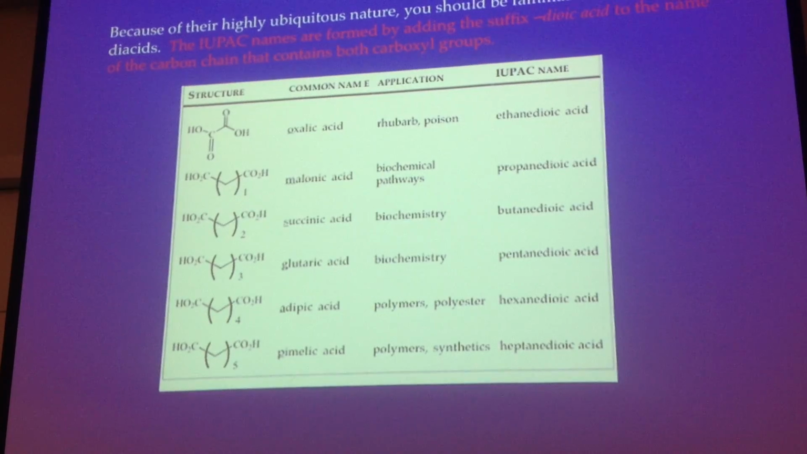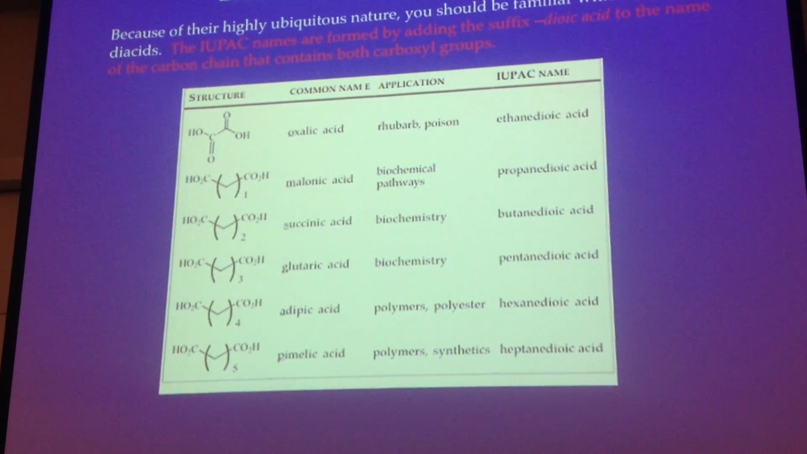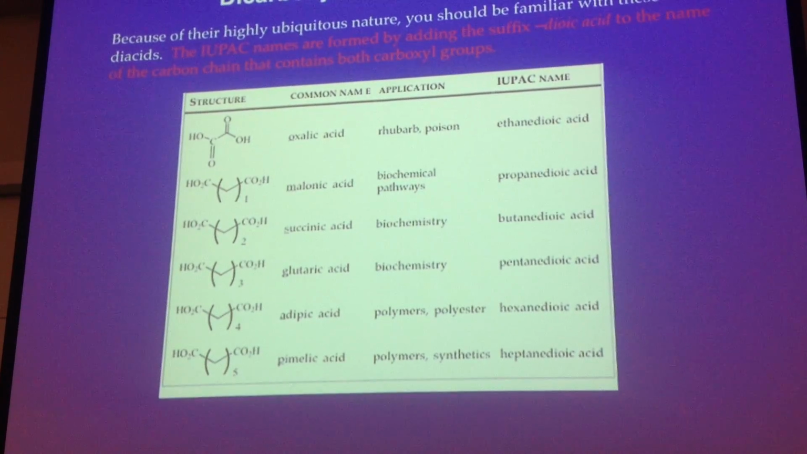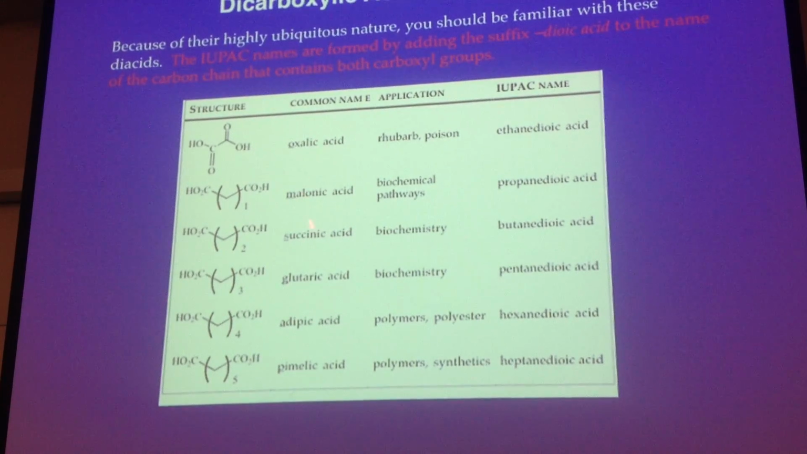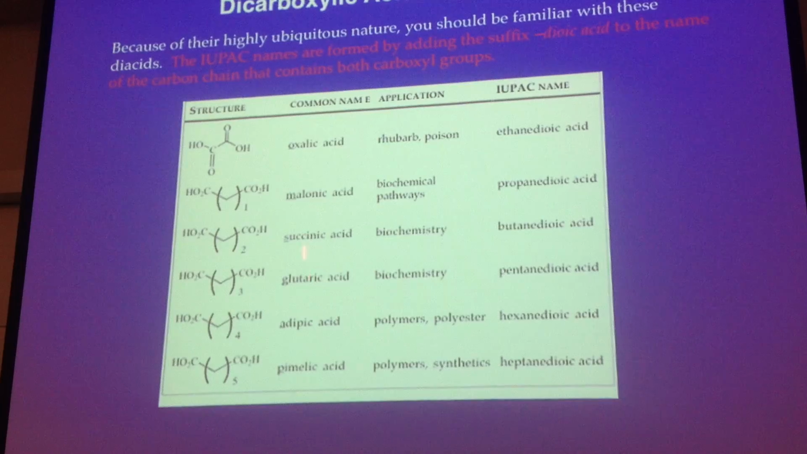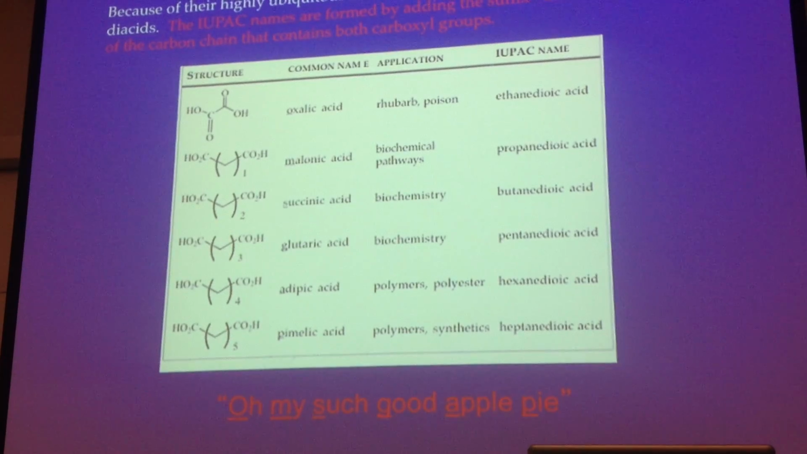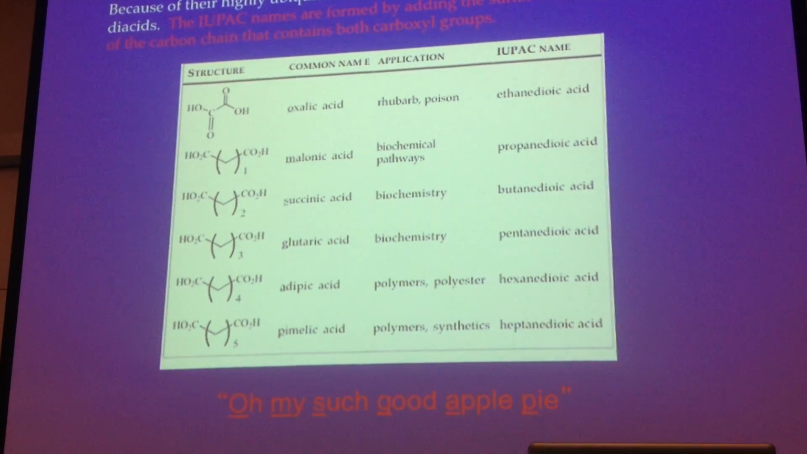But if you go on, you'll have to be familiar with the common names. I won't test you on them because I don't know them. I have to actually go look them up. But some of you will be forced to memorize these when you go to biochem. These are the common names right here. And there's another mnemonic that's been developed to help you remember them. And it's, oh my, such good apple pie. And it goes down through the first, up to 7 carbons long. Oh my, such good apple pie.